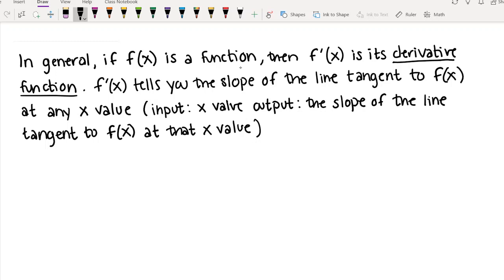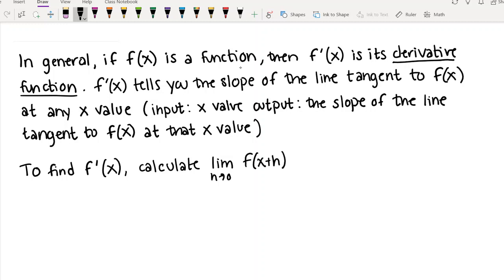So let me also write down the general fact that we already said on the other page. To find the derivative function for a function, you're basically just going to calculate a limit. You're going to calculate the limit as h approaches 0 of f of x plus h minus f of x, all divided by h. And the only difference from what we were doing before is that you're not plugging in a number for x. You're leaving the x in there while you're taking the limit, and then later you can plug in x values once you have that general formula.